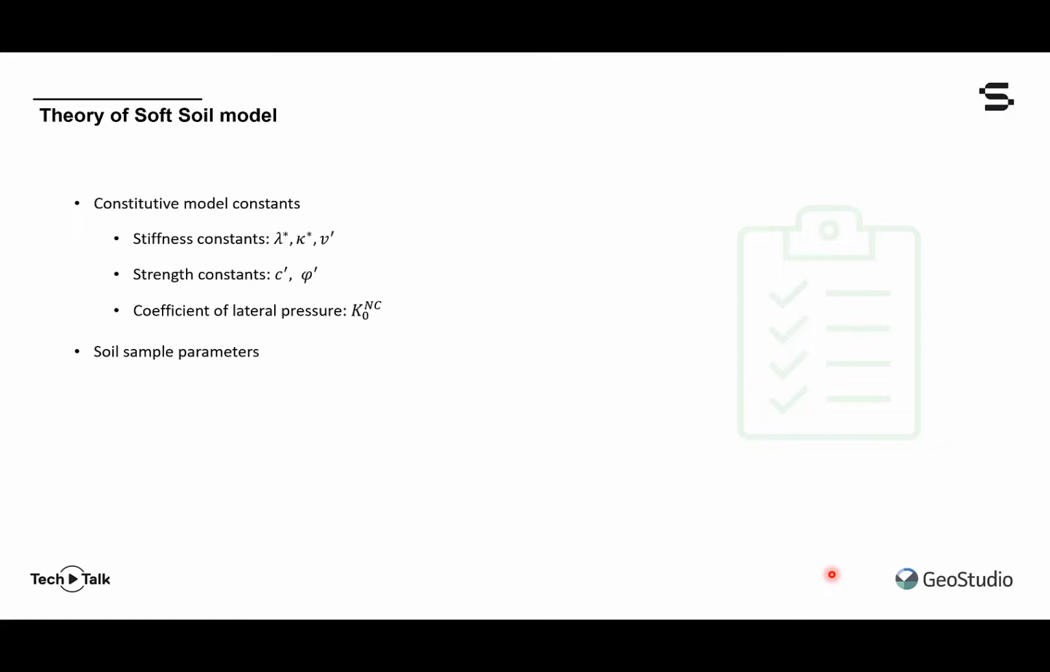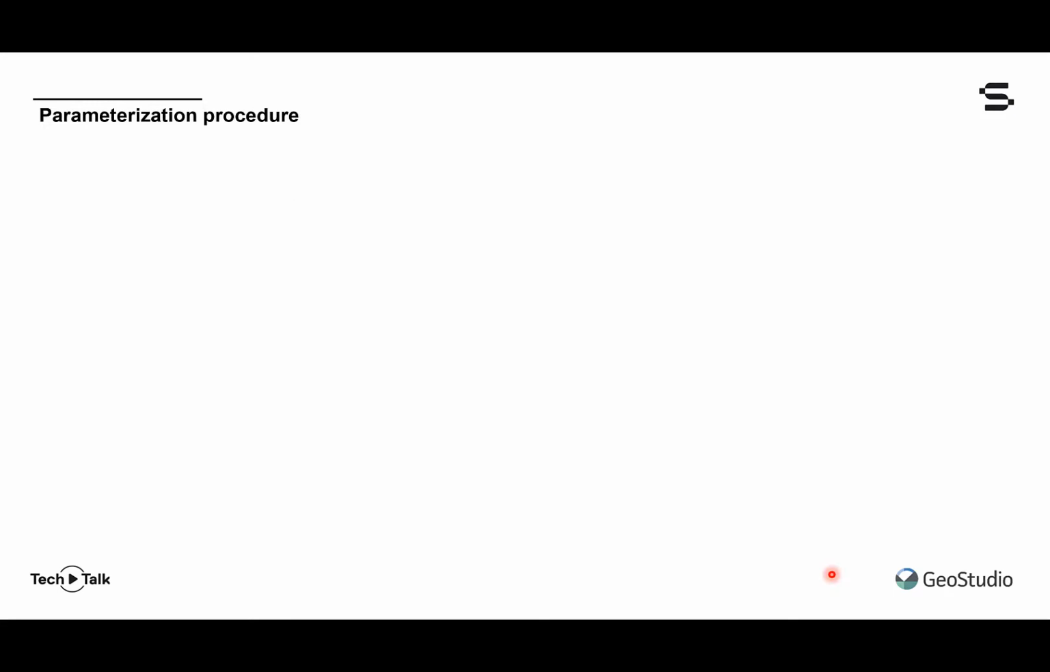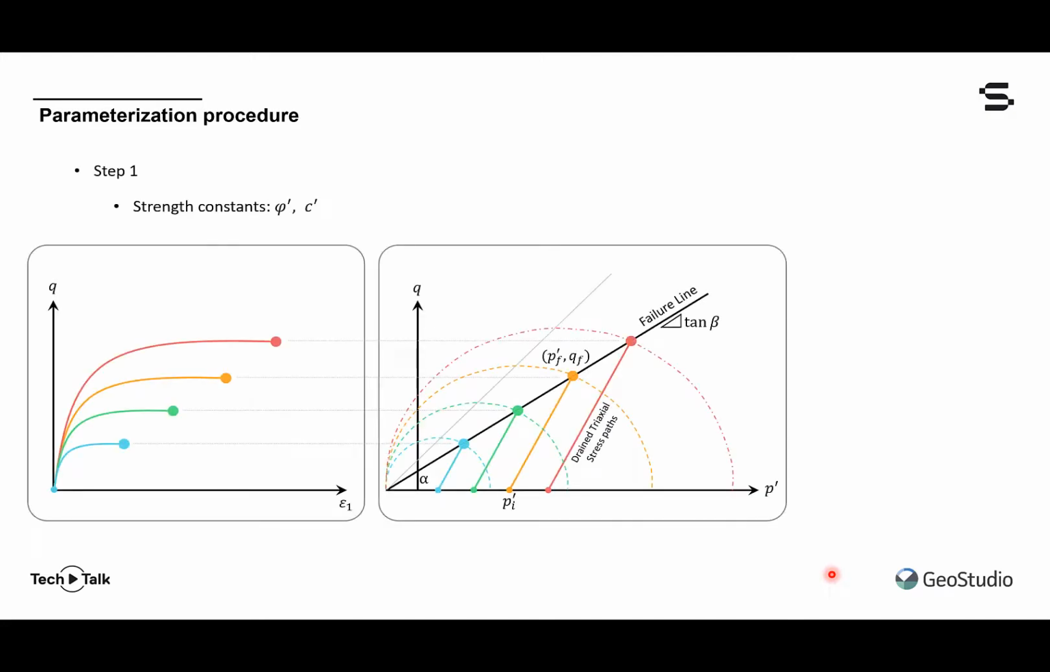Some other parameters will also be needed to describe the initial conditions of a specific soil sample. These include the initial void ratio, the unit weight of the soil, and the overconsolidation ratio. We can now discuss a step-by-step parameterization procedure for determining the soft soil model constants from a number of drained triaxial tests. Step 1 involves determination of the effective friction angle and effective cohesion.